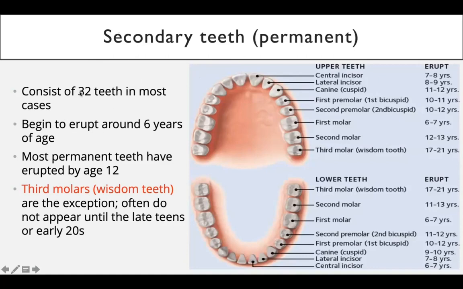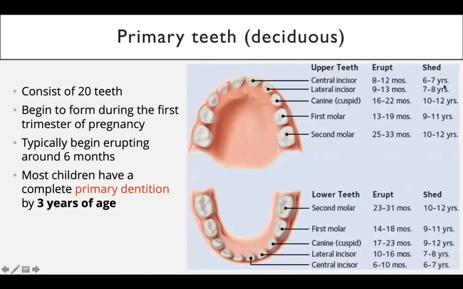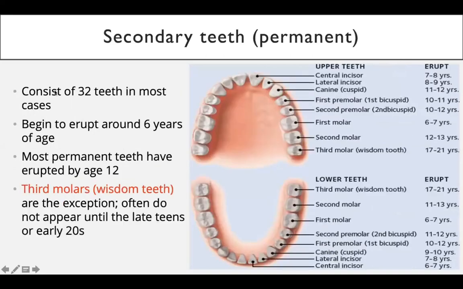Thanks to you. Okay, so they consist of 32 teeth in most cases. These are the permanent teeth and they begin to erupt around 6 years of age, when the primary teeth have almost started shedding. They tell the secondary teeth, we are going, you should start coming in. Permanent teeth, please start eruption, because at age 6 we are going. Then most permanent teeth have erupted by the age of 12. Double this, easy to remember.